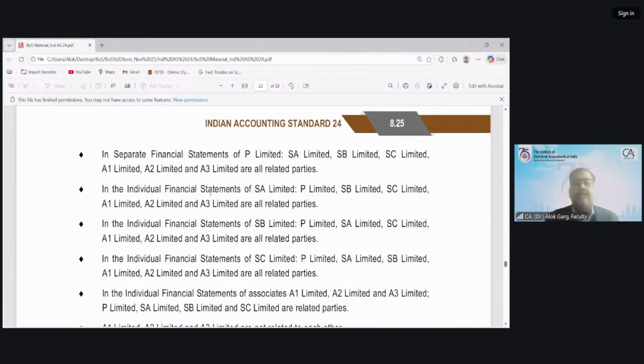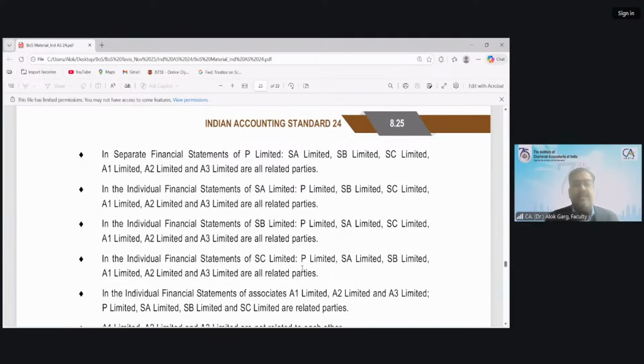So in the standalone notes to accounts of SA Limited, P, SB, SC, A1, A2, A3, all are related parties. What about SB? Same. For SB, the parent is a related party. Fellow subsidiary SA is a related party. Direct subsidiary SC is a related party. A1, A2 and A3, the associates, are related parties.